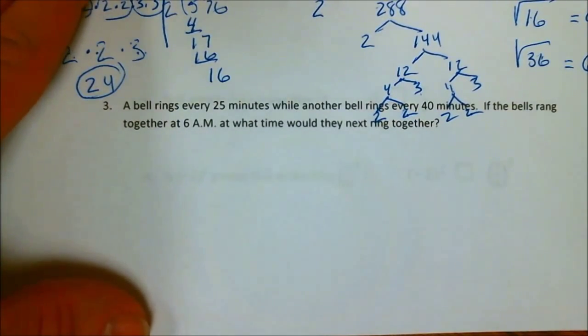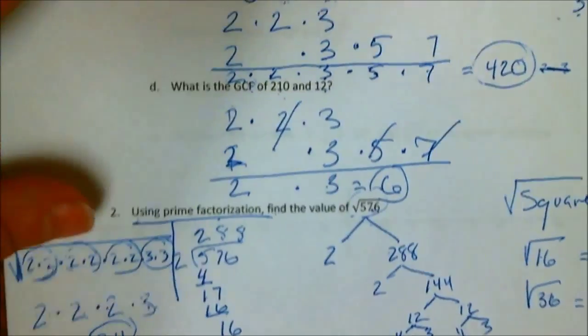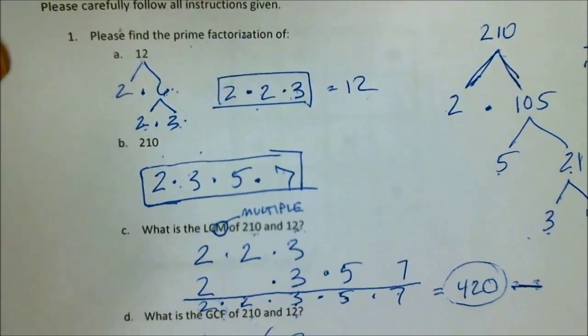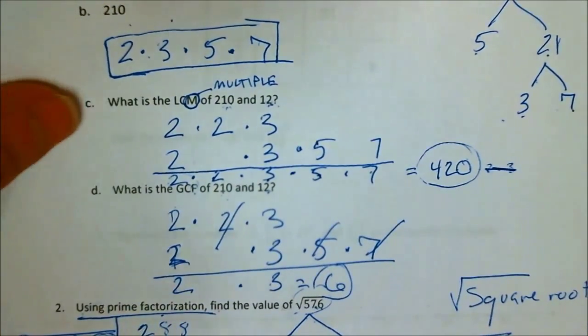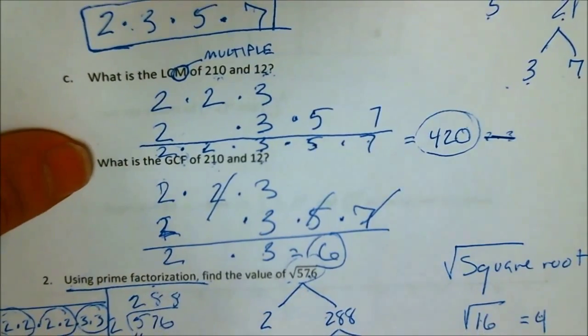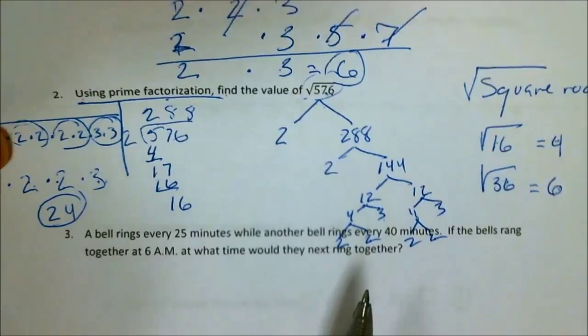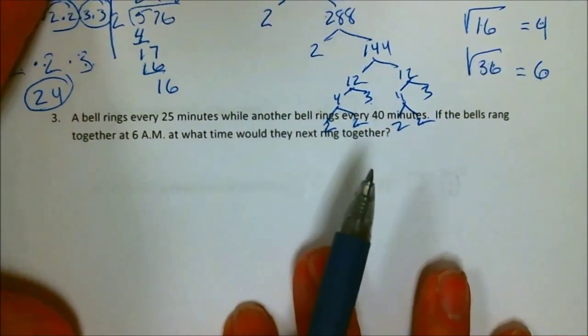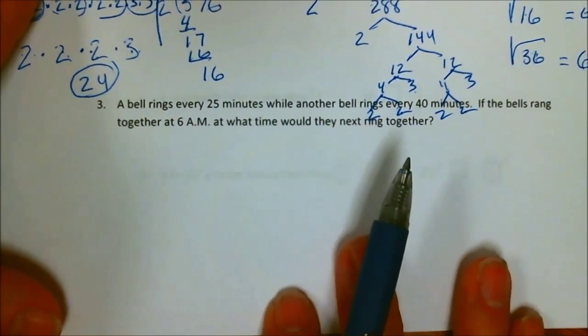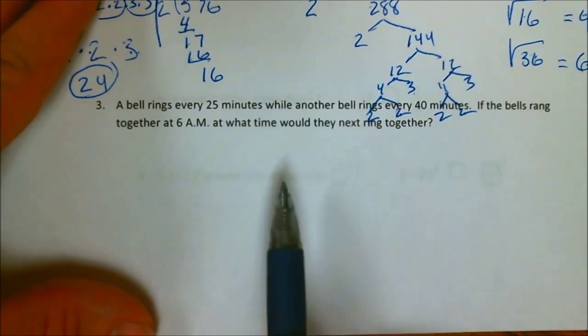All right, time to make another connection. See, on this page, we're working on prime factorization, least common multiples, greatest common factors, etc. Well, the very bottom of the page has another problem, and if we think about it, we realize that this problem has a lot to do with prime factorization.